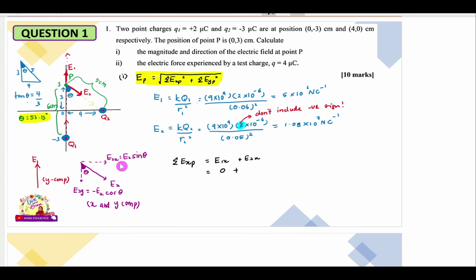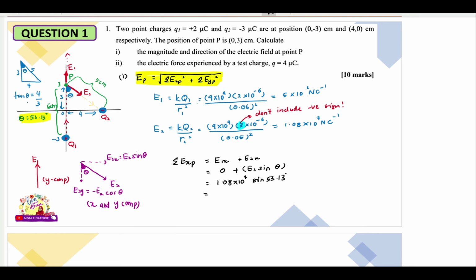Okay, means that it is positive value. So, dia akan jadi E2 sin theta, it is 53.13 degree. Okay. So, nilai E2 tadi, saya masukkan theta dulu kat sini lah, angle dulu. Okay. And then, let's calculate. E2 kita dah kira tadi, 1.08 exponent 7 sin 53.13 degree. Okay, masukkanlah nilai dia tadi.